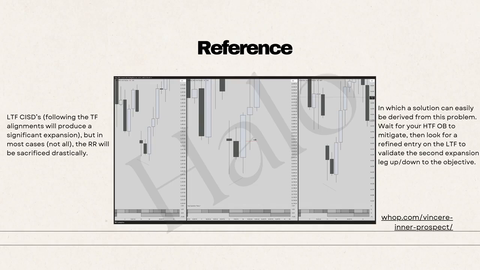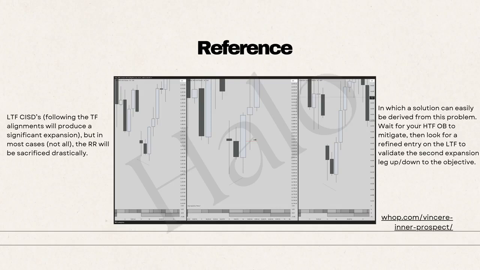Now, but in most cases, not all, the risk to reward will be sacrificed drastically. As I mentioned before, since you have that massive expansion on the lower time frame, usually 15-minute or above, you're probably going to miss your initial, in quotation, initial entry. And some of you guys might get FOMO, but if you know that price is going to reference that order block again, there's no need to worry.